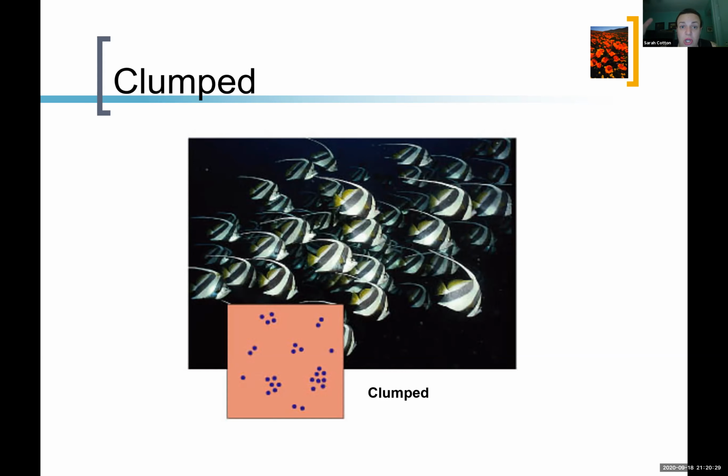The idea of clumped dispersion patterns means that for any given area, so this square represents an area, you have X number of individuals within that population. But rather than being evenly distributed throughout, they're clumped together in bunches. So why would that happen? Why does clumping ever happen?